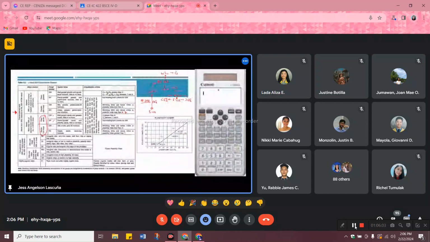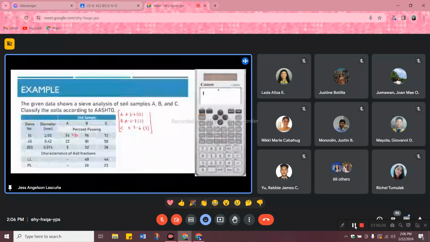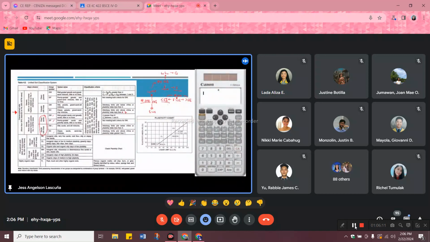So what is our number 200? It is 4%. 4% is less than 5, so the portion we will use is the clean sands. Clean sands means there are very little fine particles. Since only 4% passes the number 200, there is less clay material, so it is called clean sands.